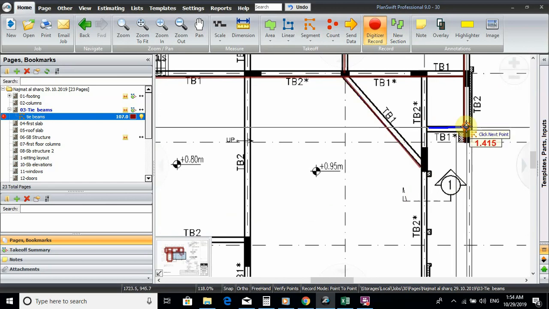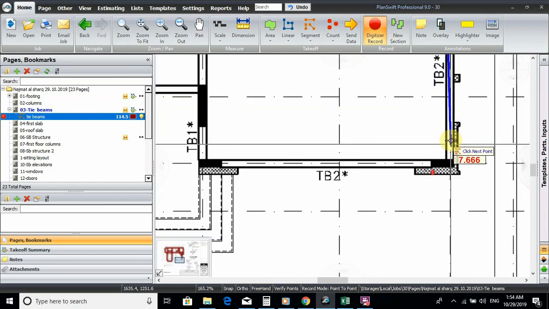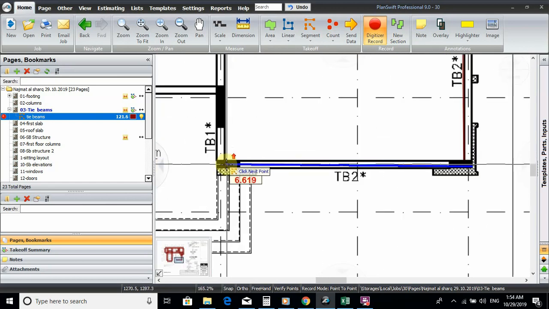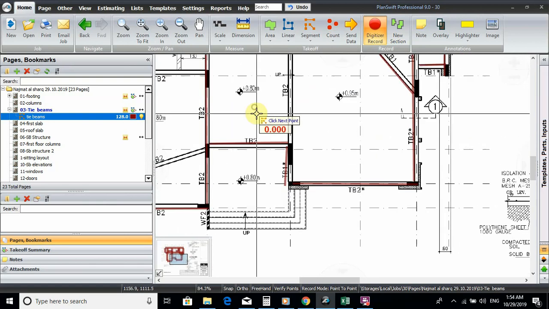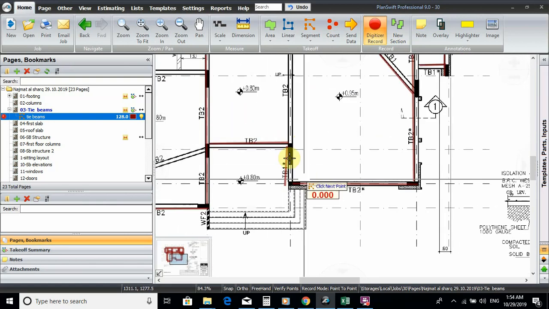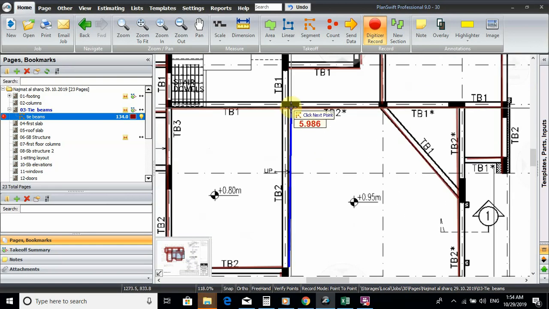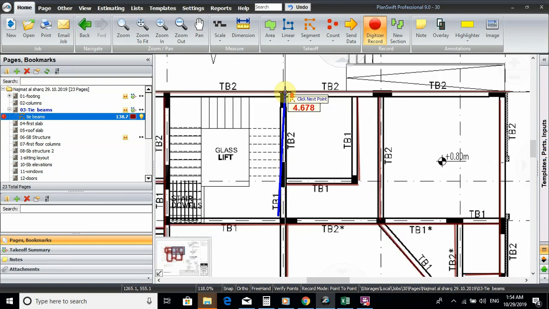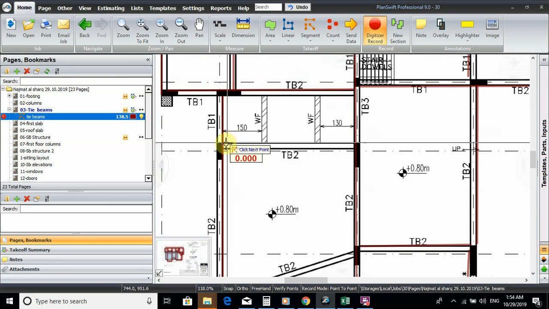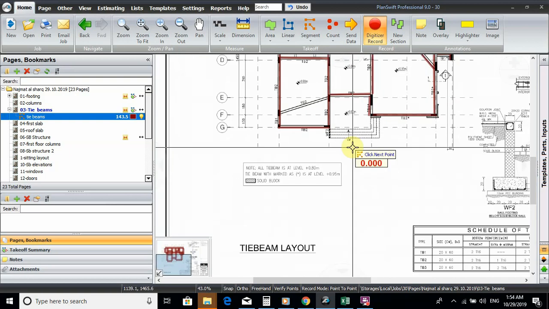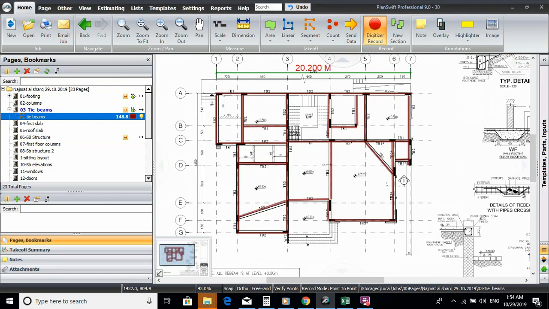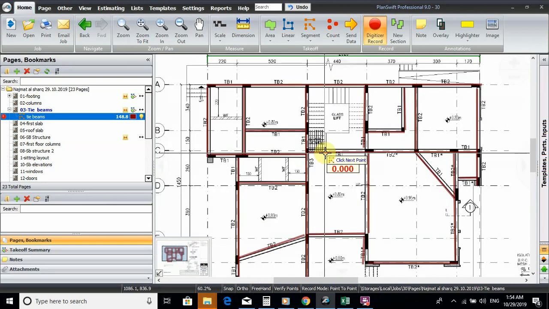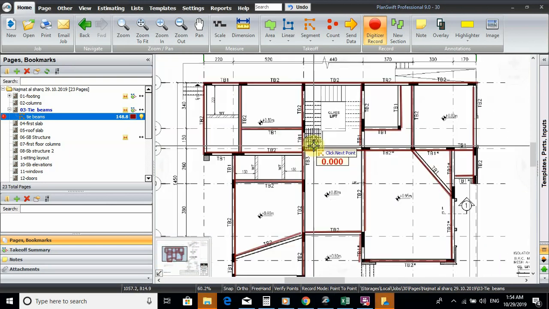Okay, and take this and take this. And take this. And take this. And take this. And take this. And take this. Any other tie beams want to be calculated? You are ready. Less than 3 minutes. All the tie beams were calculated perfectly.